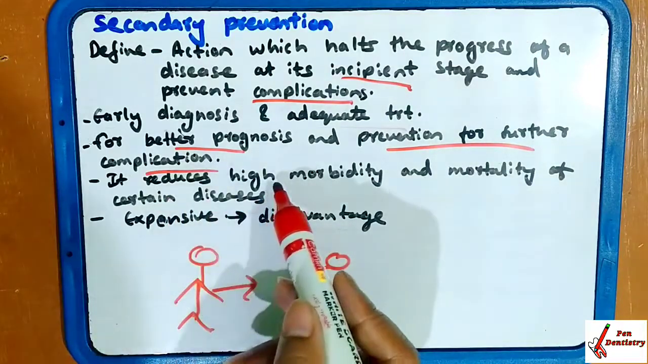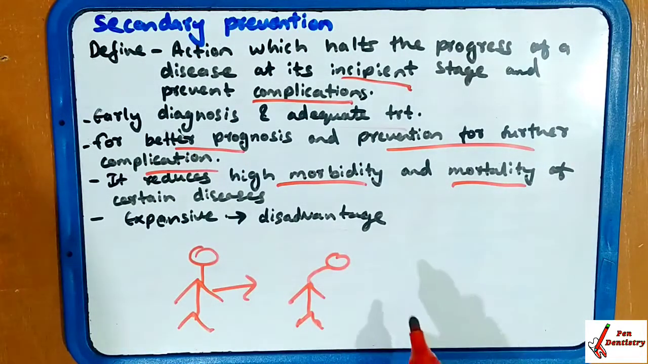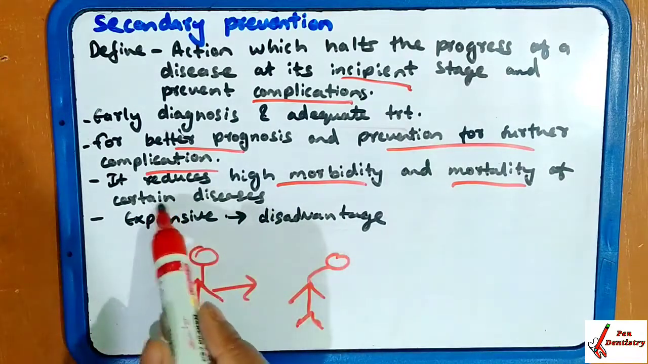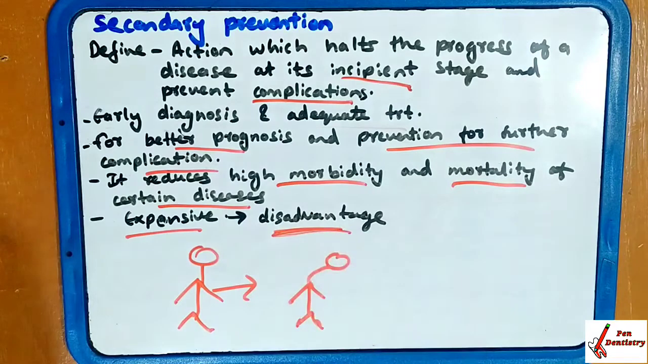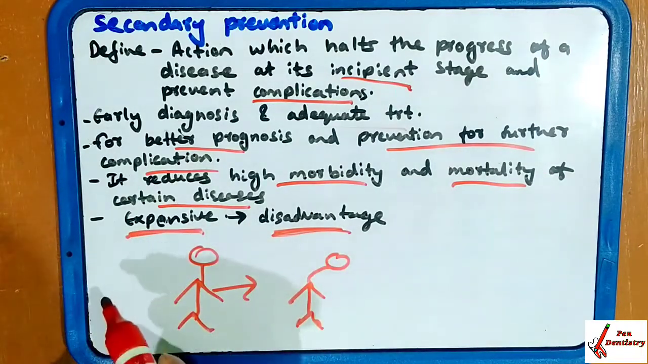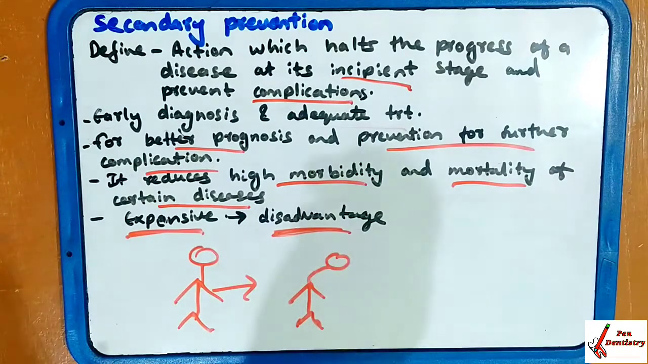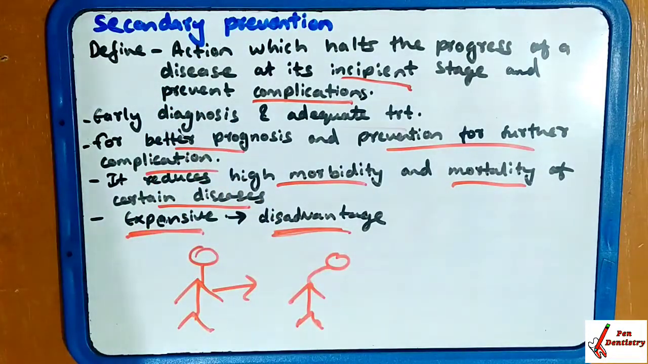It reduces the high morbidity, that means high risk of disease. It decreases the mortality, that is, the death rate of certain diseases. The disadvantage of secondary prevention is that it is expensive. That is, medical therapy, chemotherapy, whatever therapies or medicines are given here, this comes under secondary prevention.